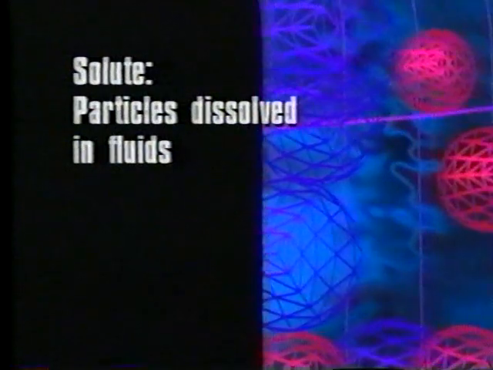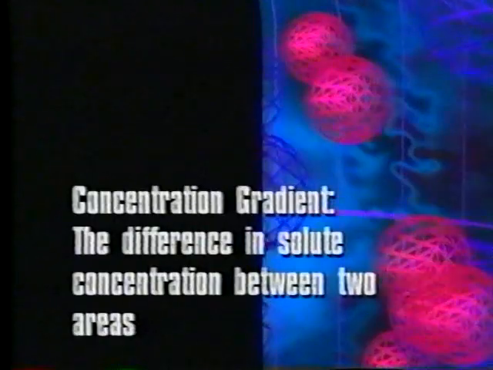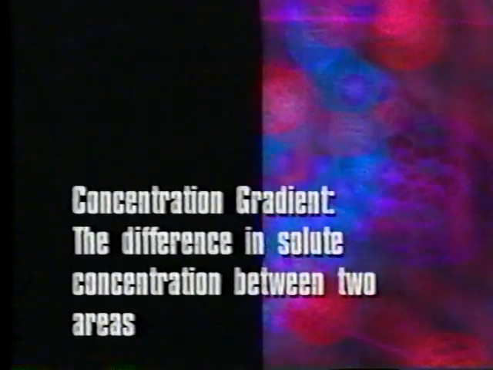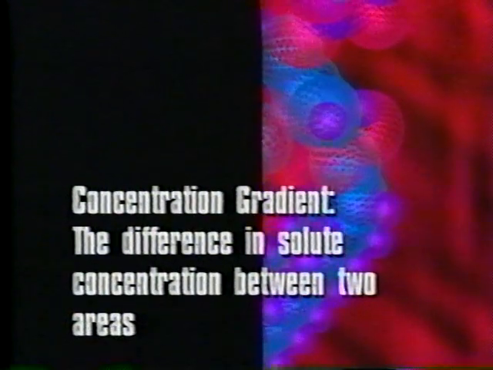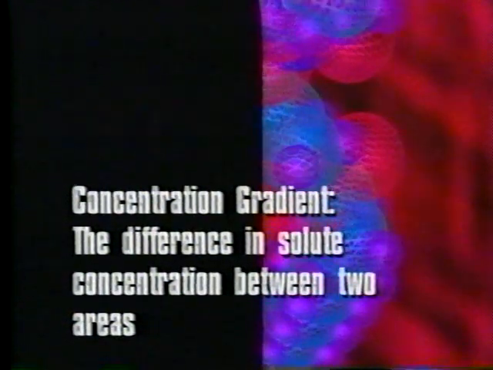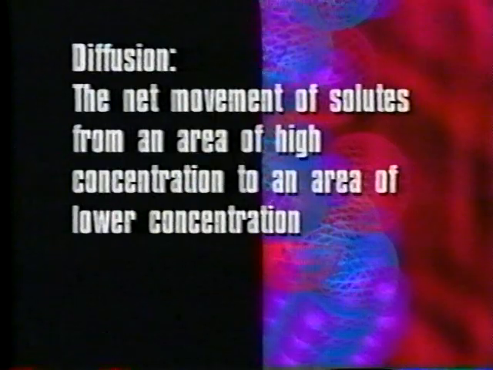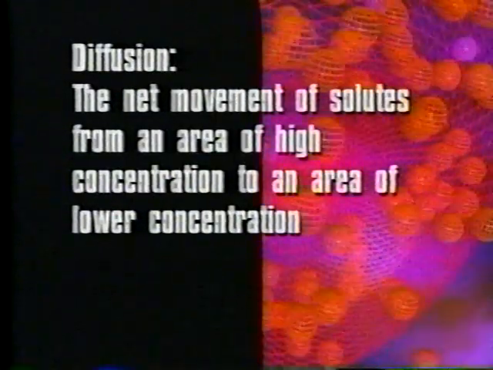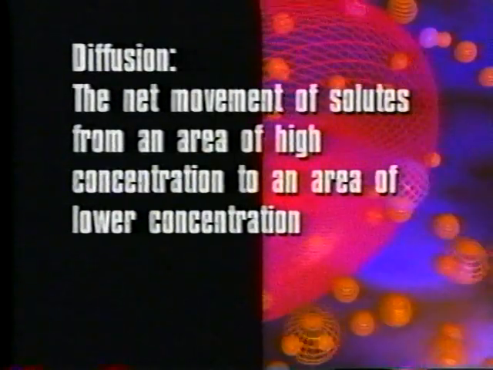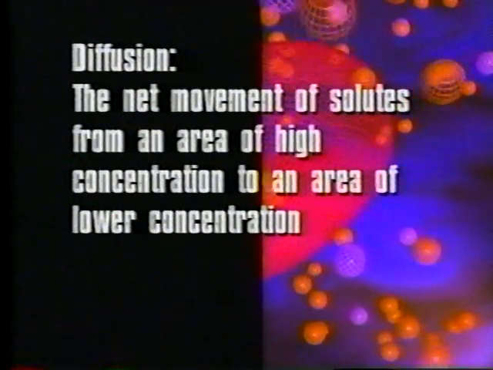First, let's define some terms that deal with diffusion. When these particles are dissolved in fluids, they're called solutes. The difference in solute concentration between two areas is called a concentration gradient. And lastly, the net movement of solutes from an area of high concentration to an area of lower concentration is called diffusion. You can better understand the concept of diffusion by watching this ink drop.